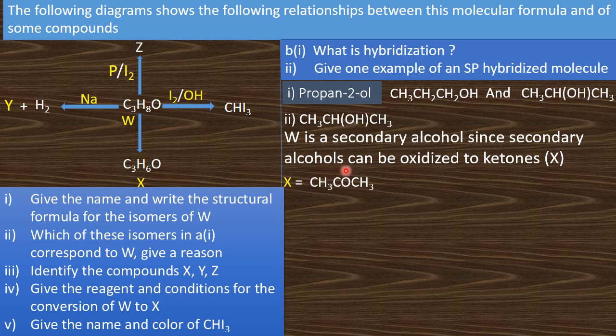So X, as you all know, is a ketone. This is the corresponding ketone. Then Y: when sodium reacts with this secondary alcohol we have here, the sodium simply replaces one of the hydrogens attached to the hydroxyl group. So we are now going to have CH3CHONaCH3. Then the value of Z: we are using red phosphorus, so red phosphorus is going to replace the OH we have here. So that's what we have: CH3CHICH3.